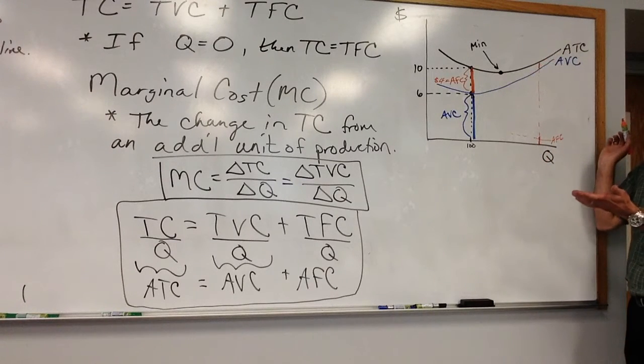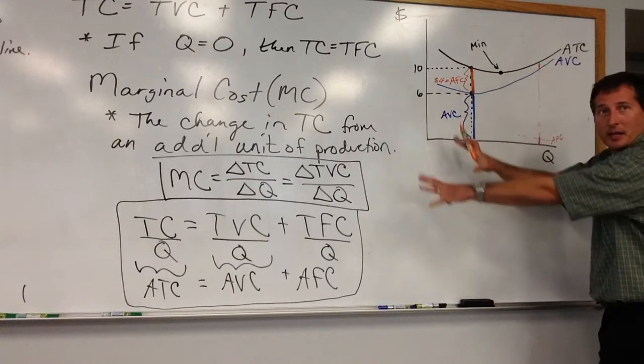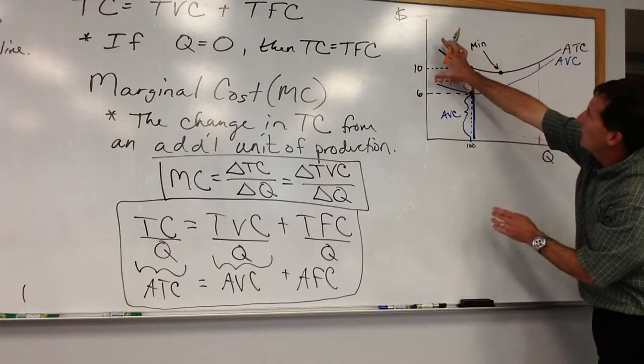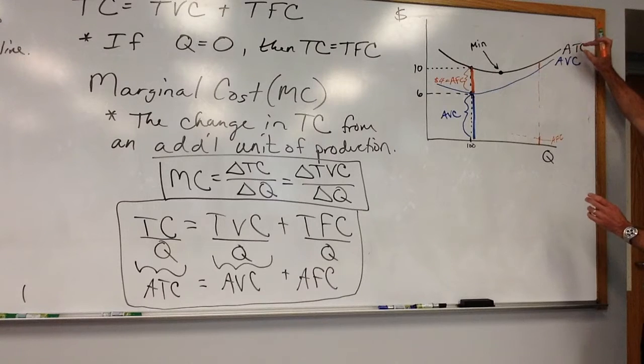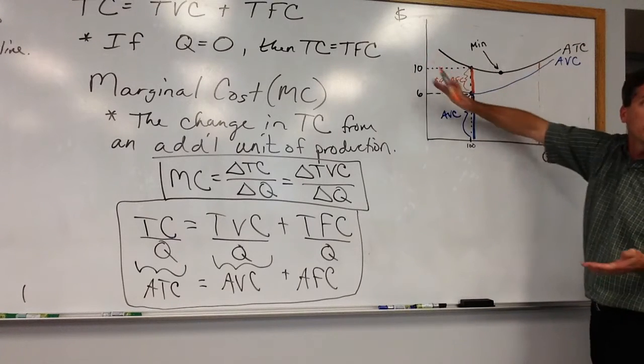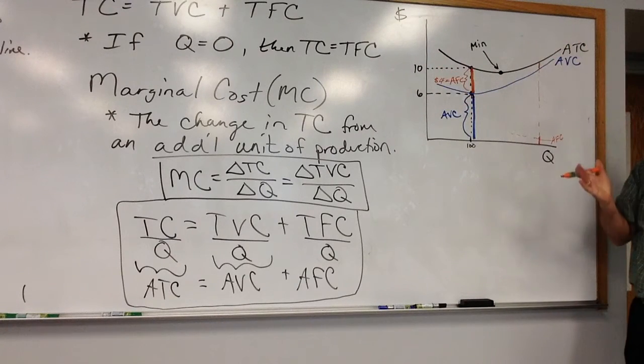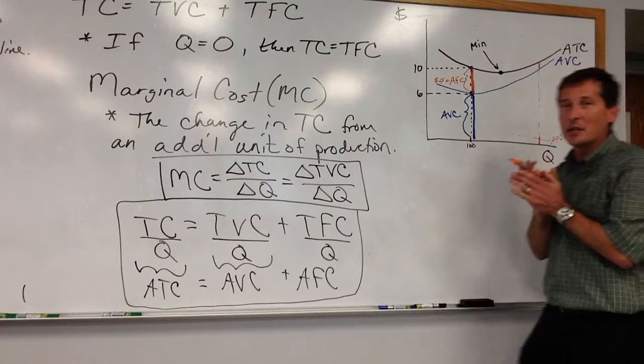So we don't really need to draw it again. We have the data up here. That vertical distance is always the average fixed cost. So we tend not to draw this one because it's already up there. We don't need more work than we already have on our plates.